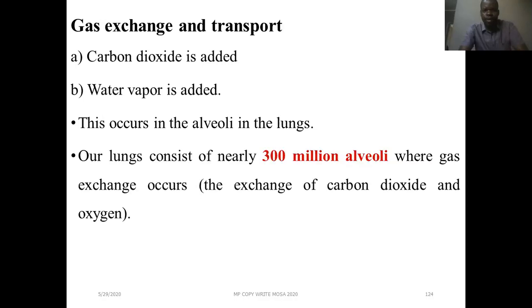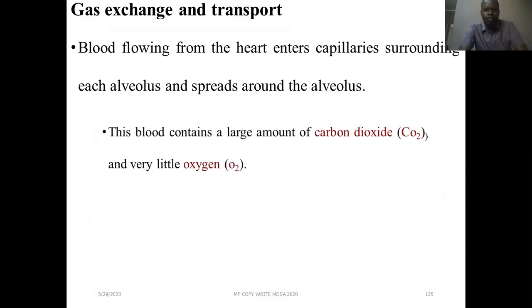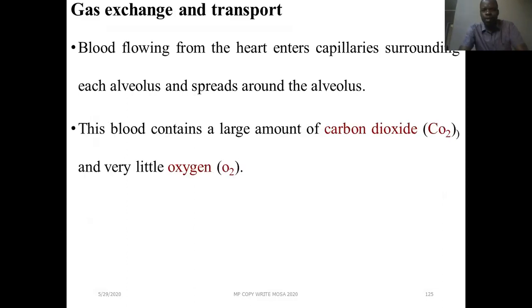Our lungs consist of about 300 million alveoli, where gaseous exchange occurs, the exchange of carbon dioxide and oxygen. Gaseous exchange and transport: blood flowing from the heart enters capillaries surrounding each alveolus and spreads around the alveolus. This blood contains a large amount of carbon dioxide, CO2, and very little oxygen. So the transport is through the blood that we are explaining.